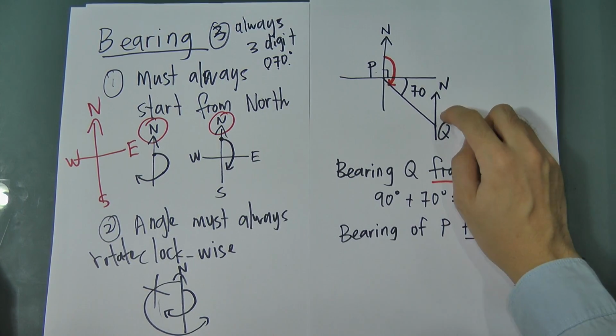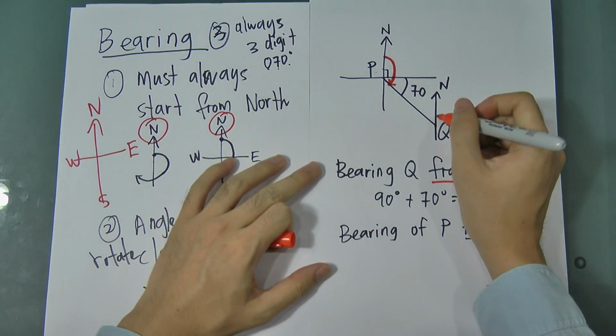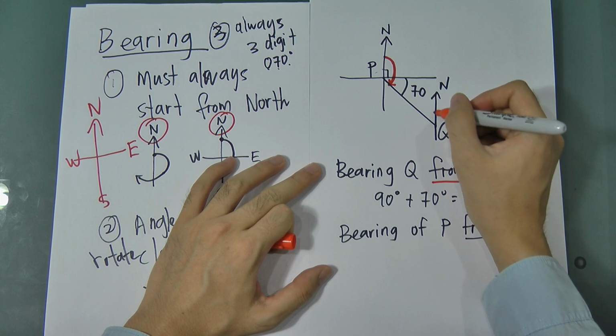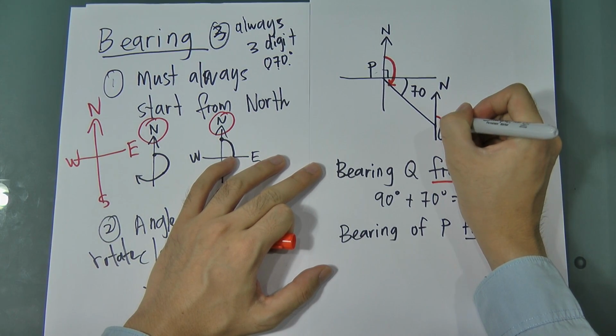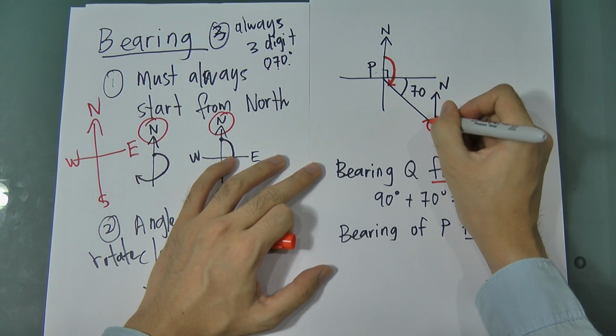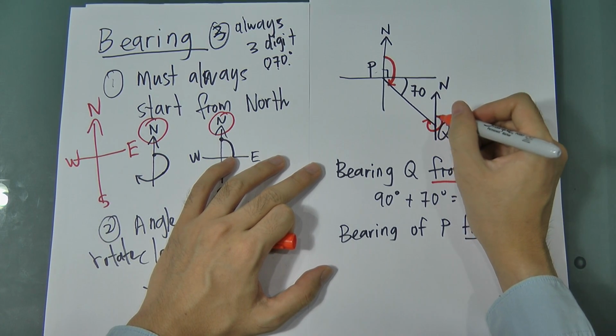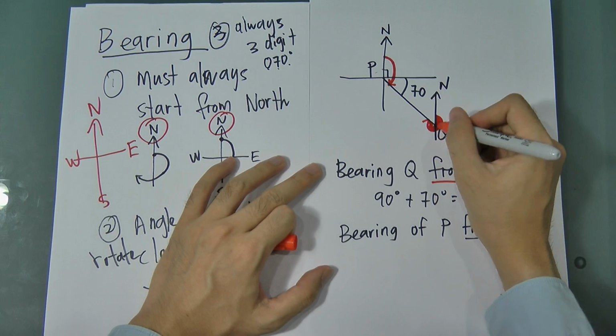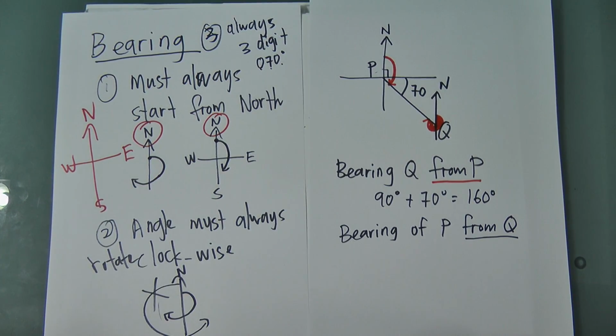So you start at north and then you turn the angle until you meet the line between P and Q. So I'm going to turn from north all the way until here. The total from here to here, let me show, this part is the bearing. So now I have to find the bearing.